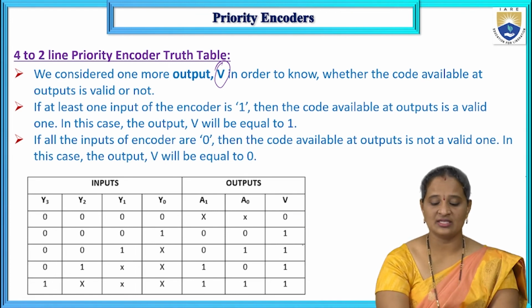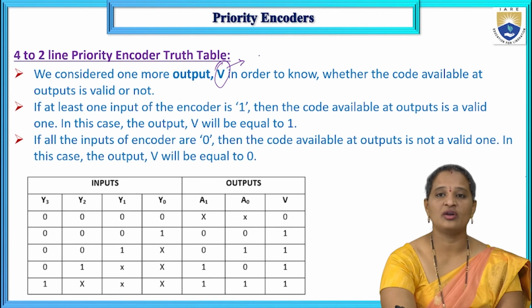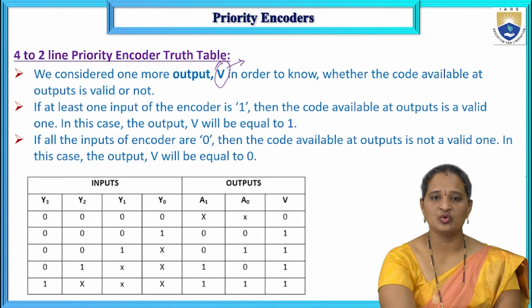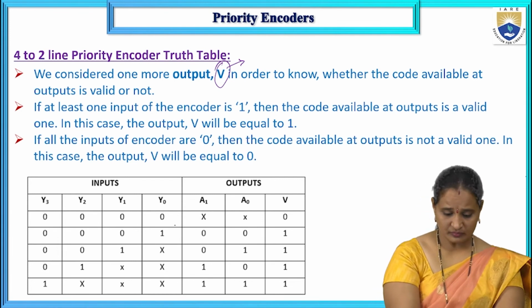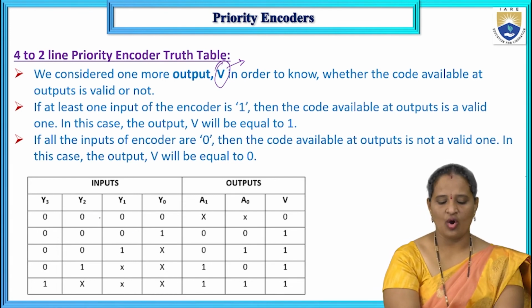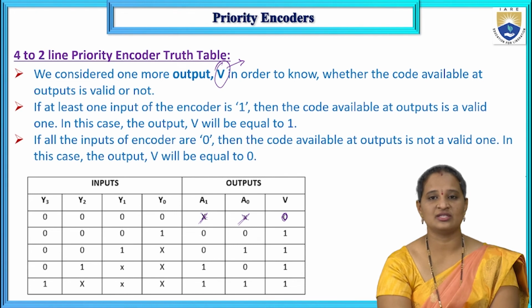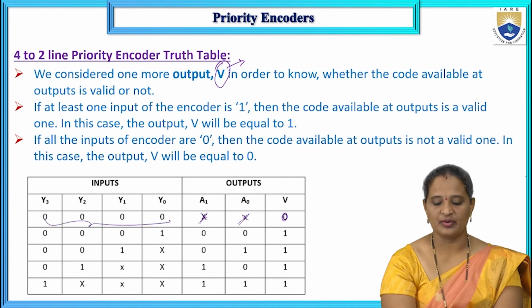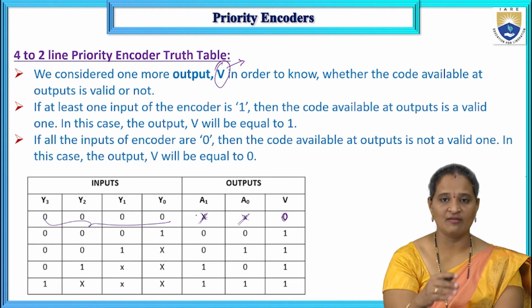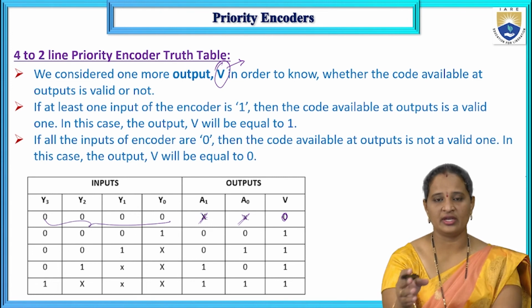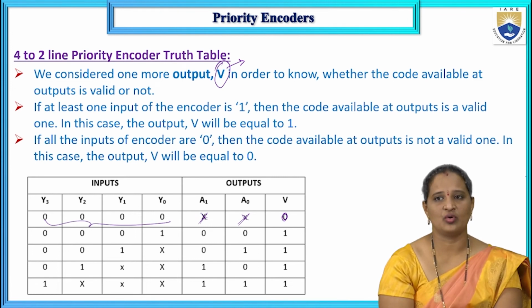So this extra output we are considering in order to avoid the ambiguity of the all 0 output condition, which happens in 2 cases. Okay. Now here is the truth table. When all the inputs are zeros, irrespective of the input, the output will be don't care. We don't consider the output variables, and the output V should be considered as 0 because this is not a valid input code. So if any one of the input lines is high, then only it is considered a valid input code, right?